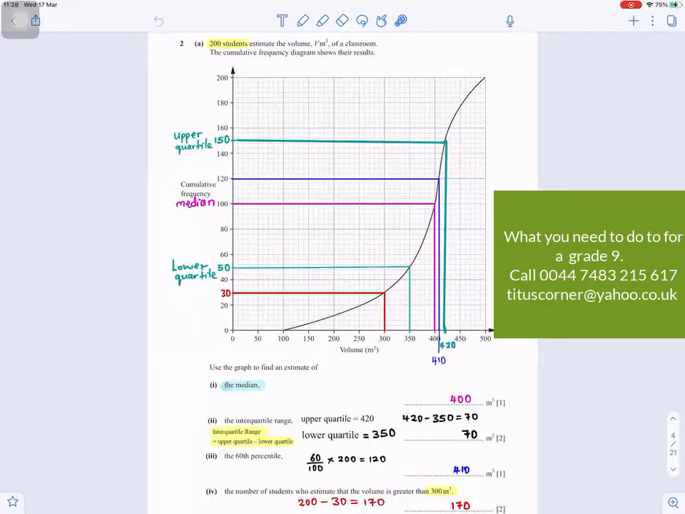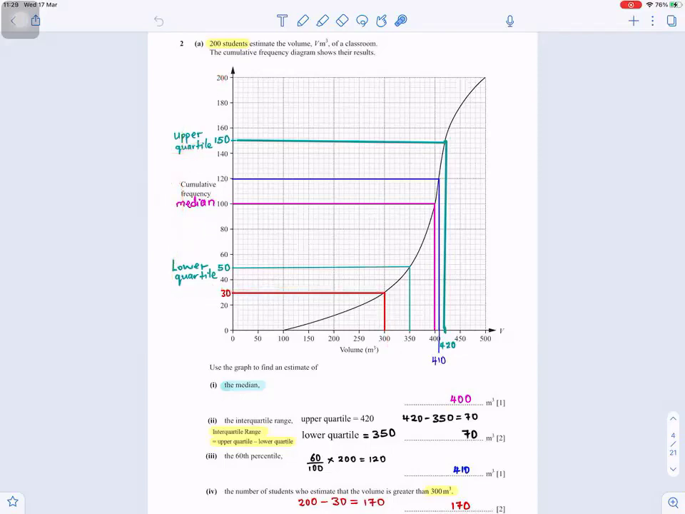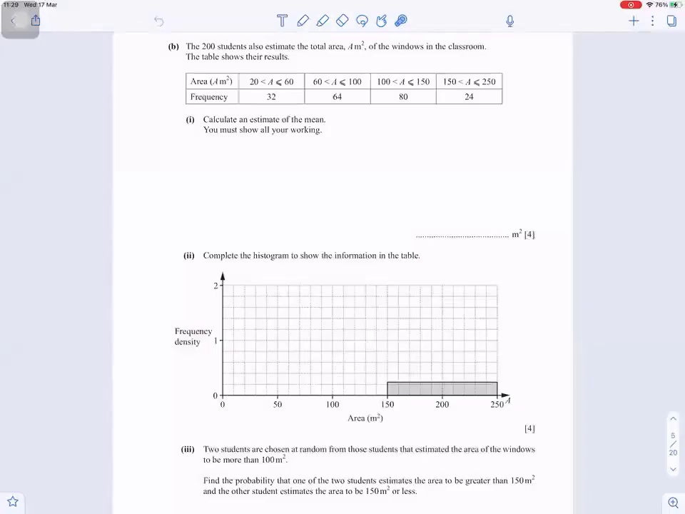Part 4, the number of students who estimate that the volume is greater than 300. We go to 300 on the x-axis, draw a straight line up to the curve, and then a horizontal line to the y-axis. It gets to 30. We want the ones above 30, so 200 minus 30 is 170.